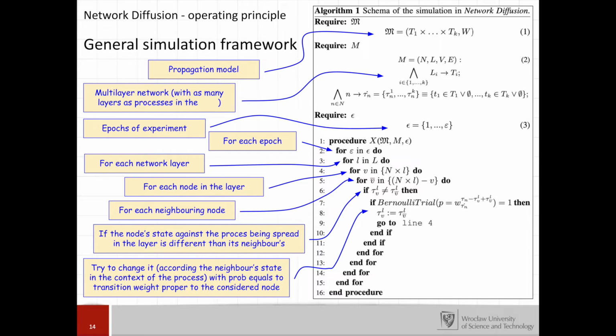The simulation needs a propagation model, a network, and initial conditions. Firstly, we iterate through each of the network's layers. For each of the nodes, we compare their states with the states of their neighbors. If these states, in the context of a particular process being spread in the considered layer, are different, we try to change them following the transitions defined in the propagation model, using a Bernoulli trial with probability equal to the transition's weight.